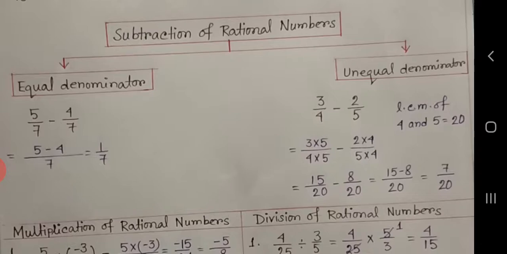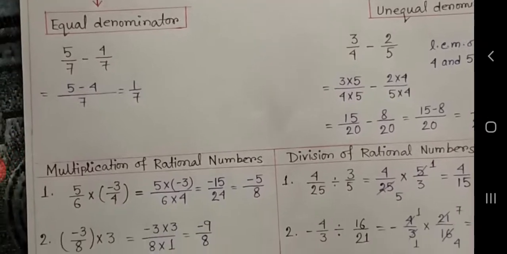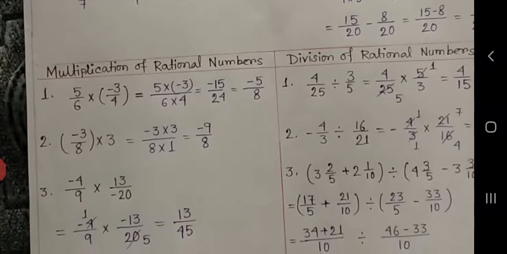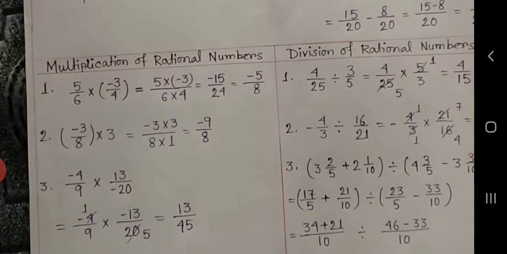Now as usual you can subtract and 7 by 20 is the answer. Hope the process of subtraction is also clear to you. Now coming to multiplication of rational numbers. It is also a well-known process. For first example, 5 by 6 into minus 3 by 4.